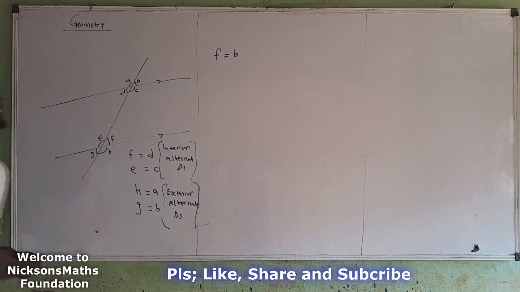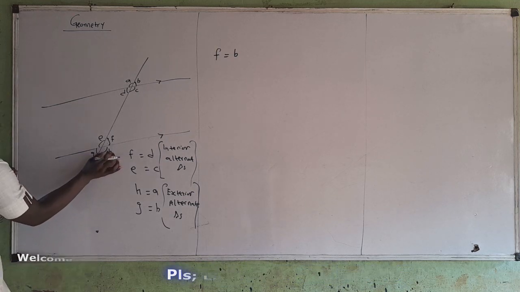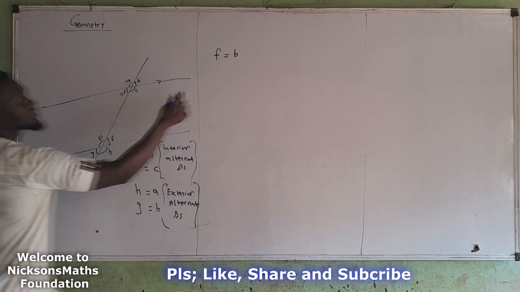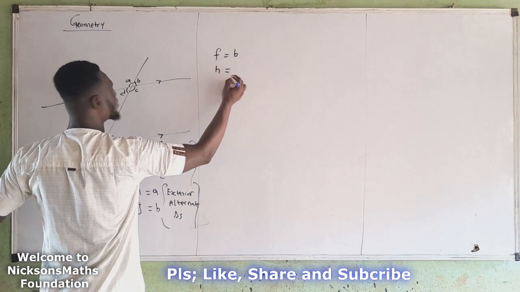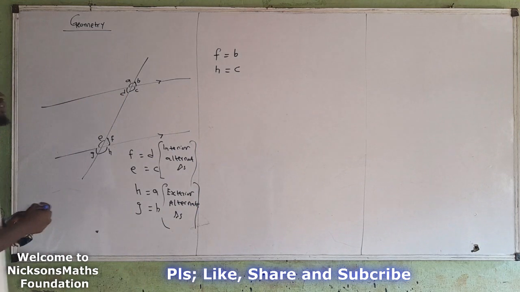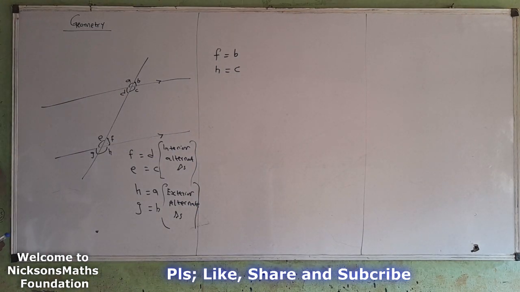Then, if you also look at the position of H and the position of C, you also see that they are in similar position. That means angle H is equal to angle C.